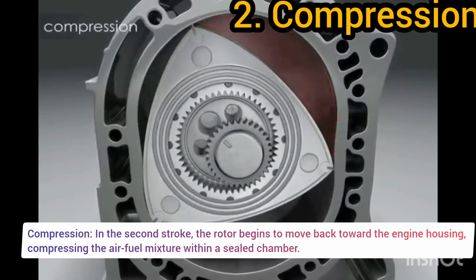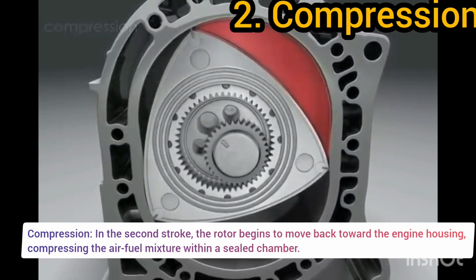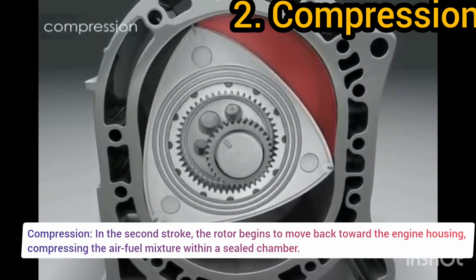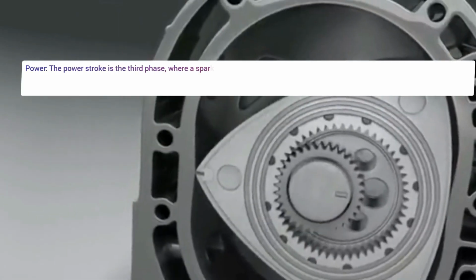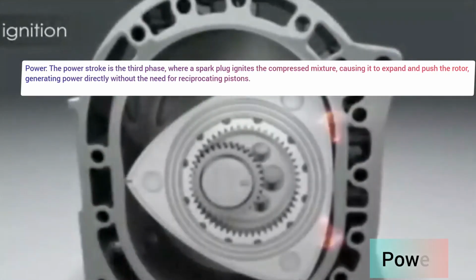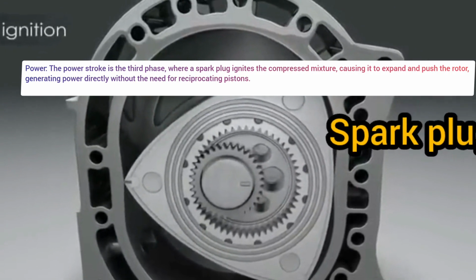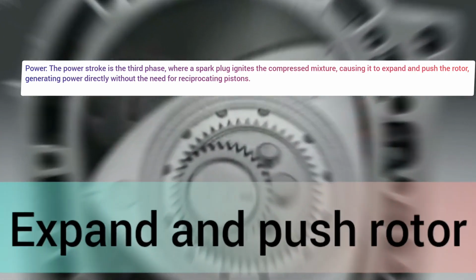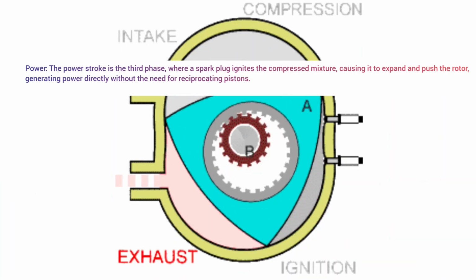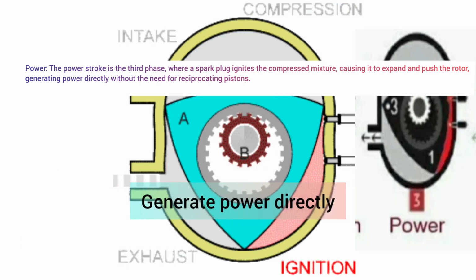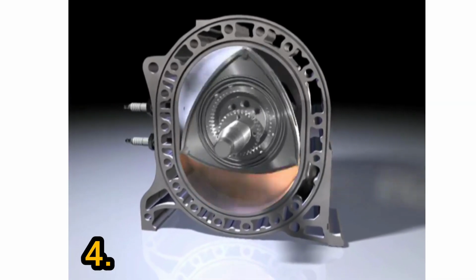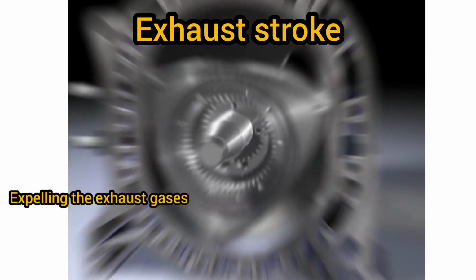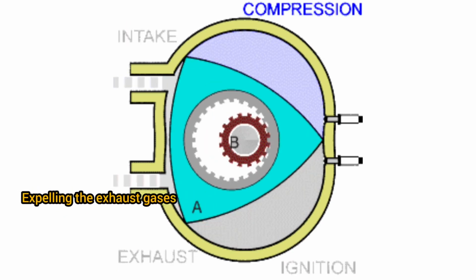Compression. In the second stroke, the rotor begins to move back toward the engine housing, compressing the air-fuel mixture within a sealed chamber. Power. The power stroke is the third phase, where a spark plug ignites the compressed mixture, causing it to expand and push the rotor, generating power directly without the need for reciprocating pistons. Exhaust. Finally, in the exhaust stroke, the rotor continues to move, expelling the exhaust gases from the chamber as it completes a full revolution.